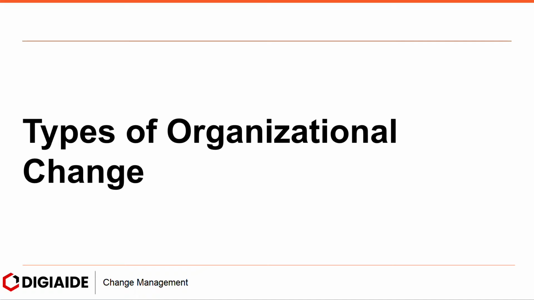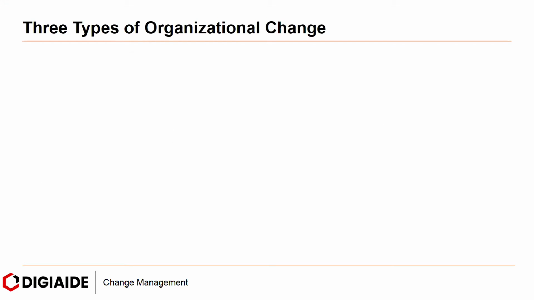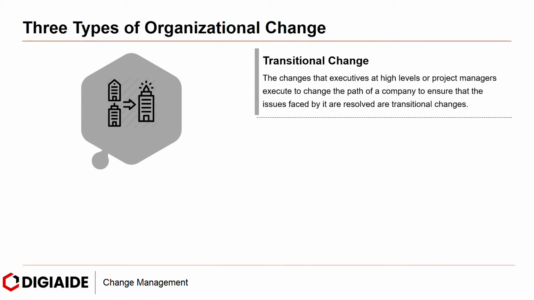Moving on to the types of organizational change. There are three types. First, transitional change. The changes that executives at high level or project managers execute to change the path of a company to ensure that the issues faced by it are resolved are transitional changes.